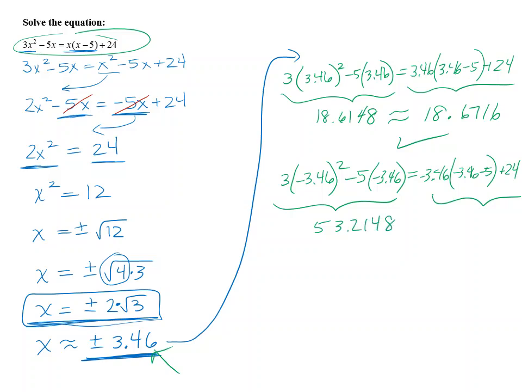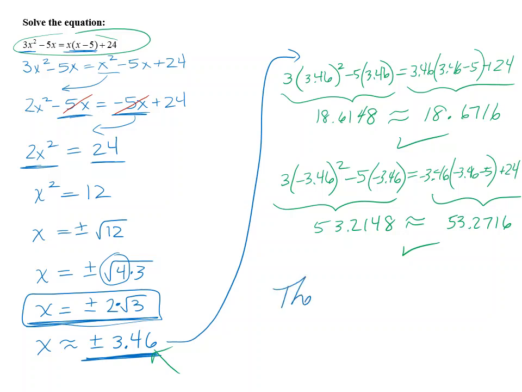On the left side, I get 53.2148, and 53.216 on the right side. Notice 53.2 in both of them. It only becomes different at the second decimal place, and that's because we rounded at the second decimal place. So round off error is attributing to why those are a little bit different. So those two solutions do work out.